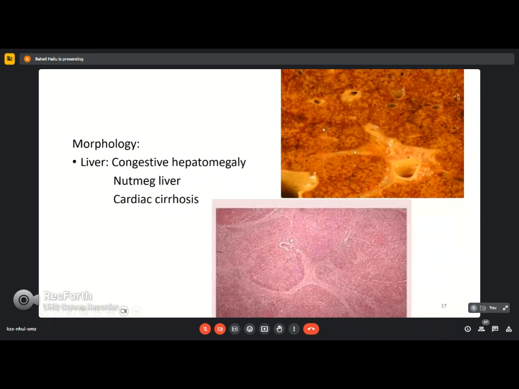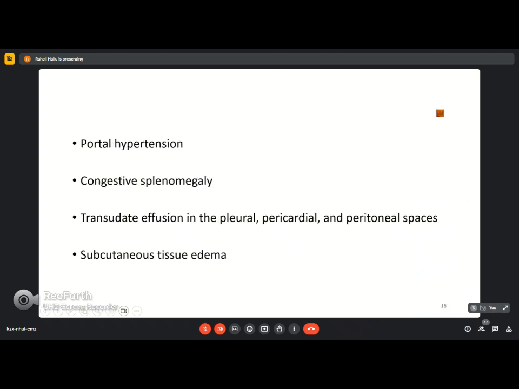This is basically a cross section where the very edematous area appears pale like this, and the normal area is pinkish, so it's the appearance you get when you cut a nutmeg in the middle. It's a morphologic description. You'd also appreciate portal hypertension as a result of congestion. You would see congestive splenomegaly as a result of portal hypertension, and you'll have transudative effusion within the pleura, if there is peripheral pooling of blood.